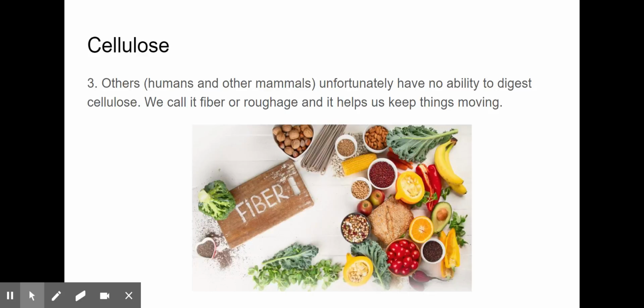Okay. Last one here, and then I'm going to let you guys go. Others, just humans and other mammals, don't have the ability to digest cellulose, but food that has cellulose in it has lots of what we call fiber or roughage. It's important to have fiber in your diet because it keeps things moving in your intestines and keeps your poop regular. It's good stuff. We do need it, but we don't actually absorb anything from it.